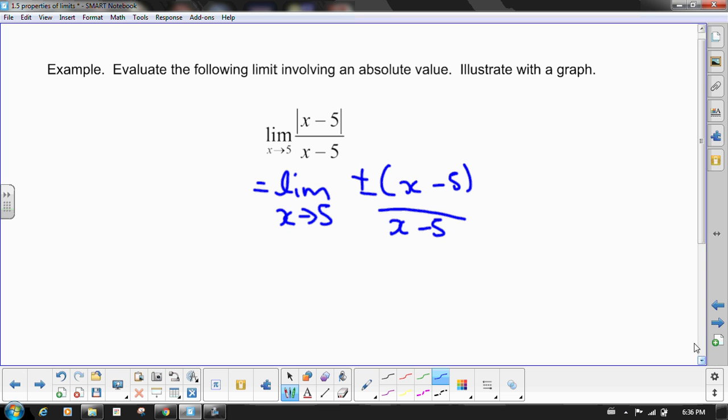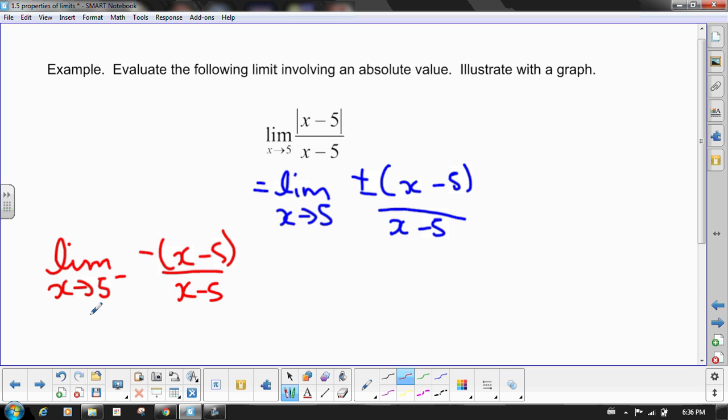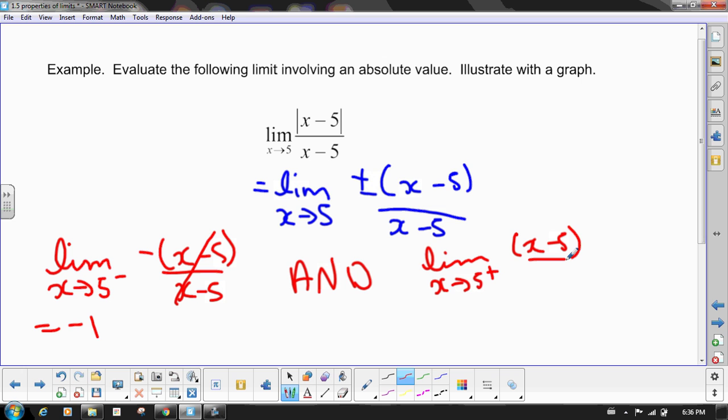So now I'm going to split these into the sided limits. So the limit as x approaches 5 from the left is going to be negative x minus 5 over x minus 5, which simplifies to give us negative 1. And we have the limit as x approaches 5 from the right of positive x minus 5 over x minus 5. They cancel and leave us with a value of positive 1.